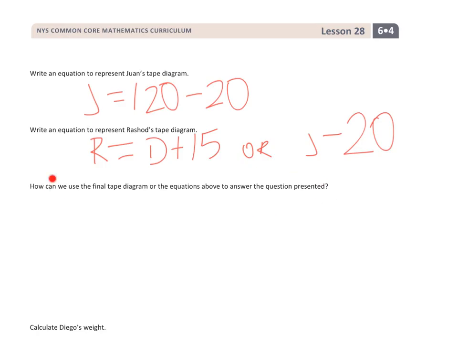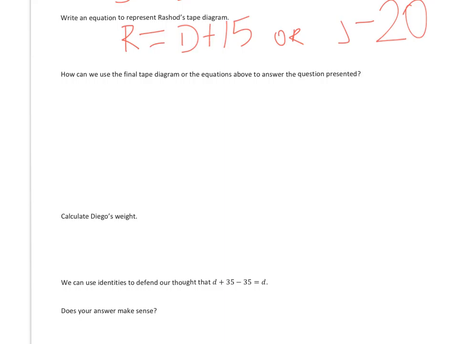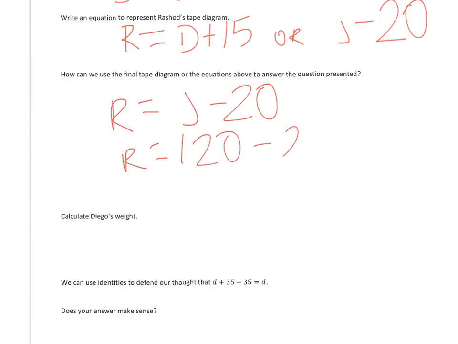So how can we use the tape diagrams to answer our question and figure out who weighs what? So let's say we know that Rashad equals J minus 20. And we know that J is 120, so we know Rashad equals 120 minus 20. So we know that R equals 100 pounds. So now that we have Rashad, we can figure out Diego. Here's what we know. We know that Rashad is 15 pounds heavier than Diego.